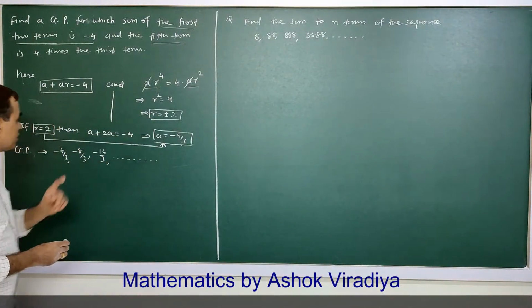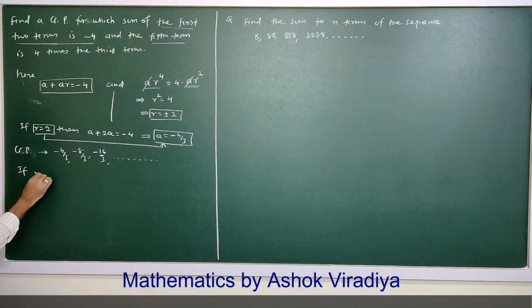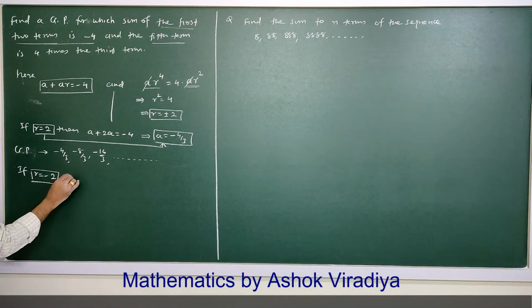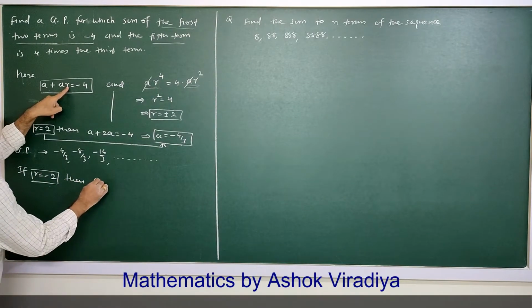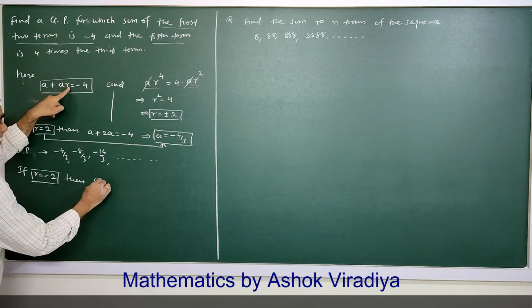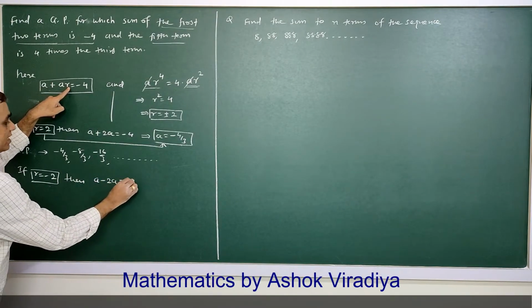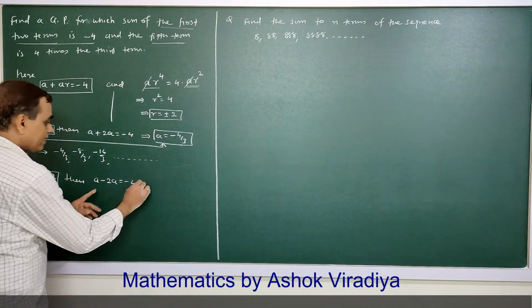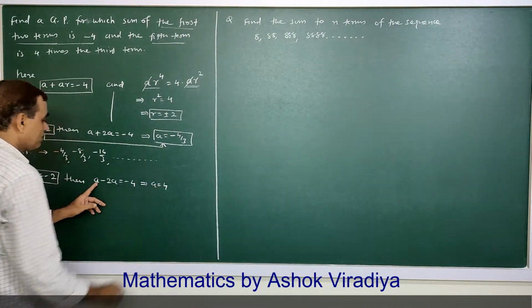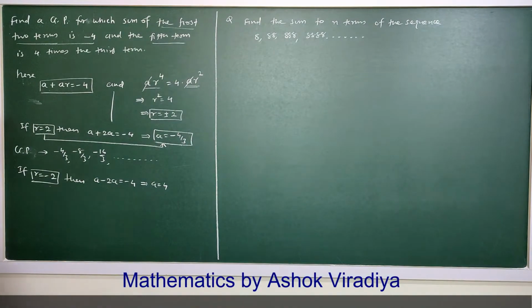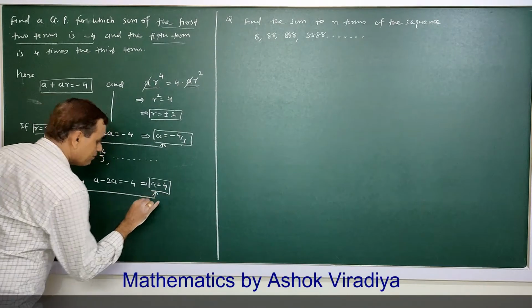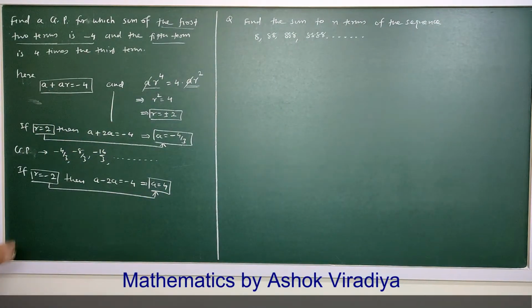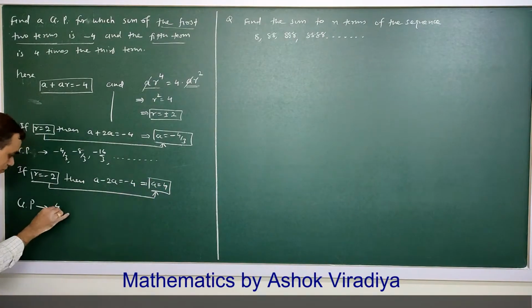If r is minus 2, then put here minus 2, so a plus a into minus 2, that is minus 2a, is minus 4. So that means minus a is minus 4, so a is 4. Therefore when r is minus 2, a is 4. So the GP is, therefore, first term is 4.